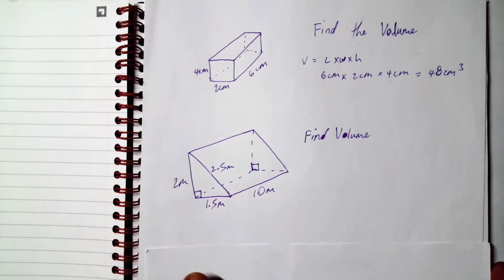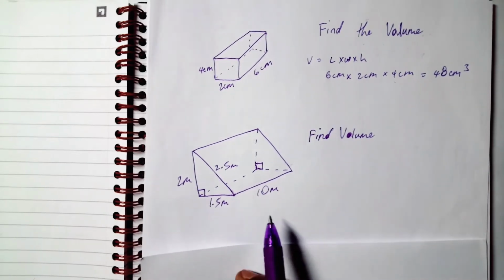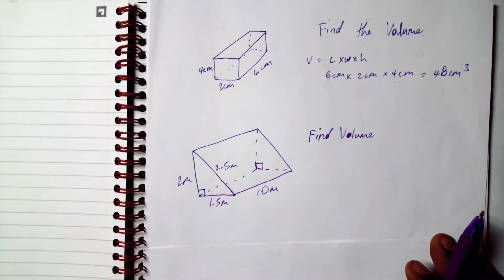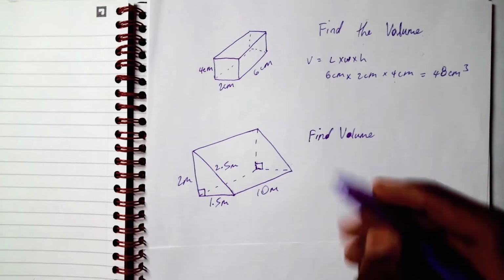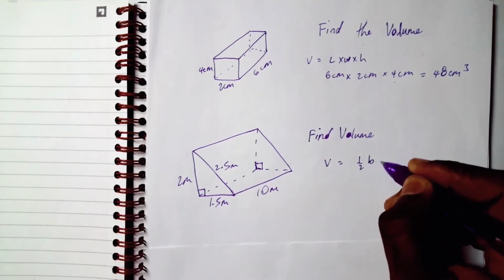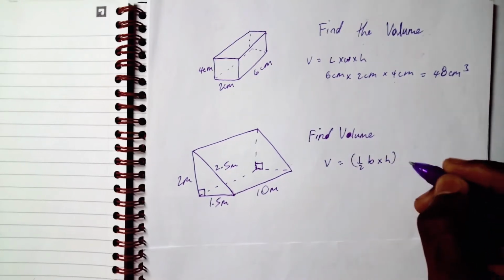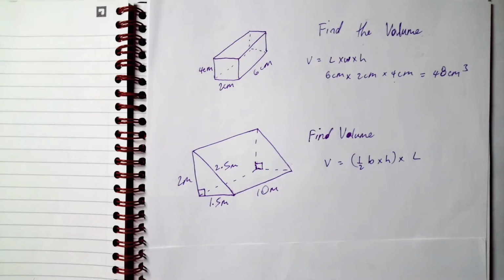Now we're given a right triangular prism. Find the volume. The formula for a right triangular prism is volume is equal to half base times height times length. Remember, when given these questions, some information will be irrelevant. So you must be able to decipher which information is irrelevant.